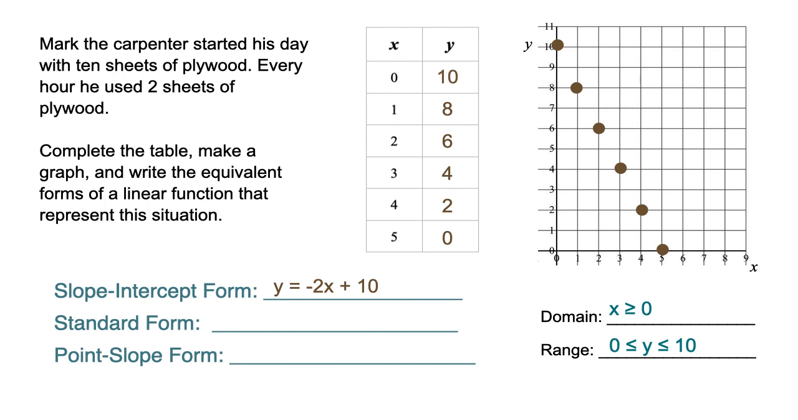Standard form of the line. We have to have x and y on one side of the equal sign and the constant term on the other. Let's add 2x to both sides of the equation, and we get 2x plus y equals 10.